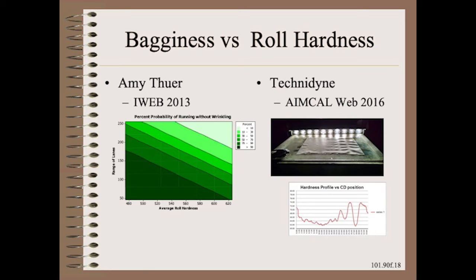That is, there can be a very strong connection between bagginess and wound roll hardness variation, such that it can be used to predict runnability in a machine or screen incoming wound rolls.